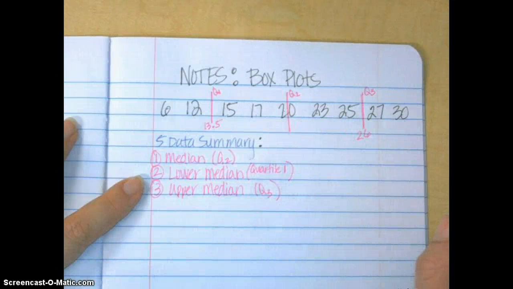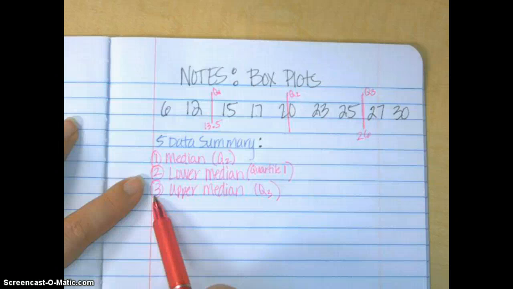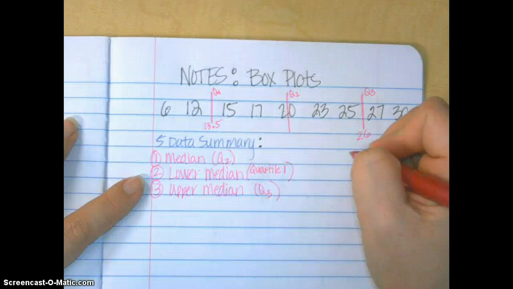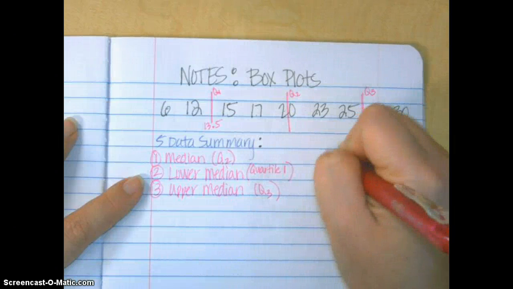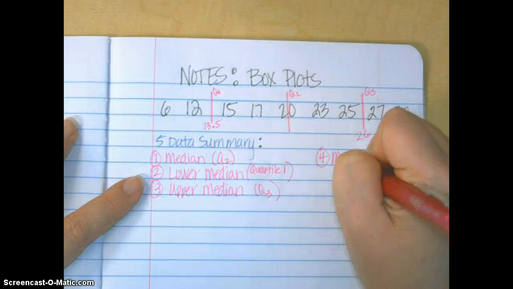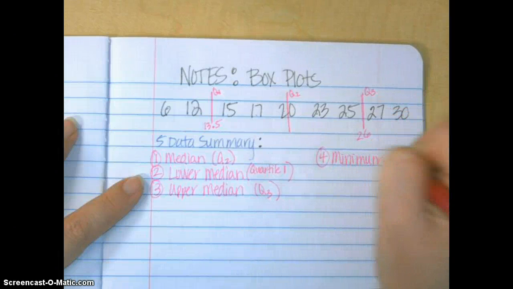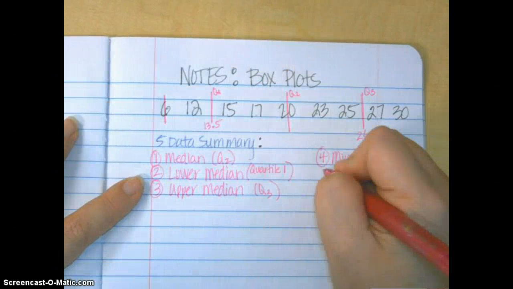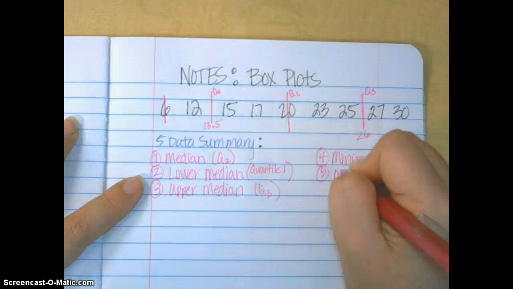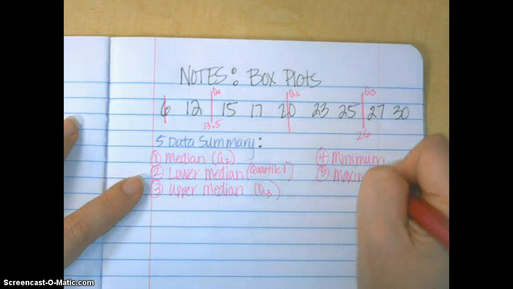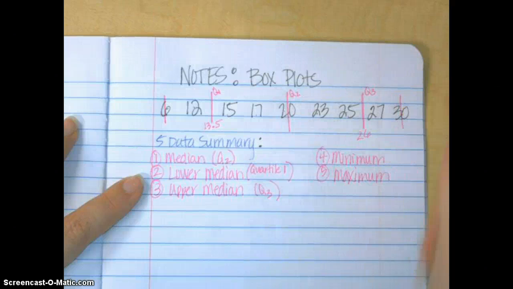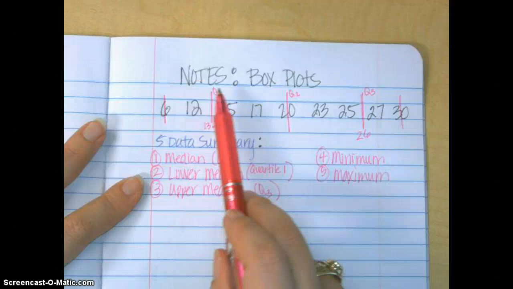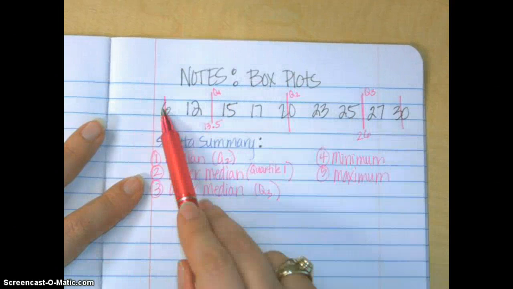Now we're not done because I said this was a 5 data summary and we only have 3 of these pieces of data. So our next ones, and these are the ones I suggest you always do last. They are the easiest too. The 4th is the minimum. Pretty easy. What's our minimum number here? 6. And then the 5th is our maximum, which is 30. So now we have our 5 data summary. The first one was the median, then the median of the lower, median of the upper, min, and max.